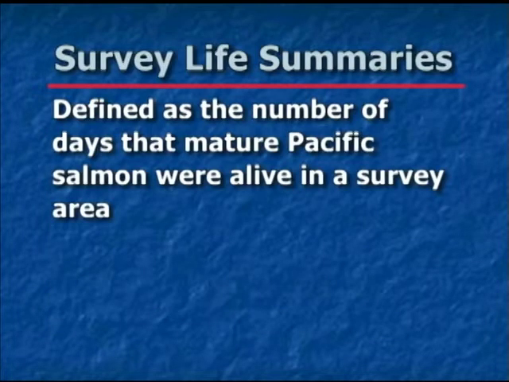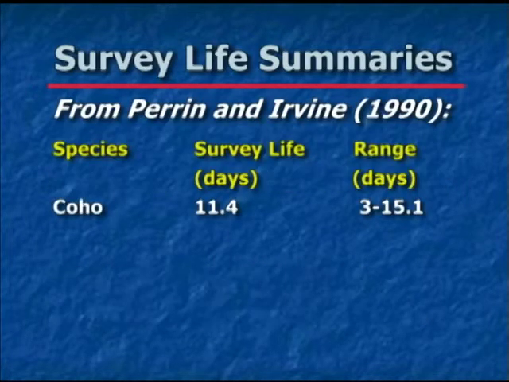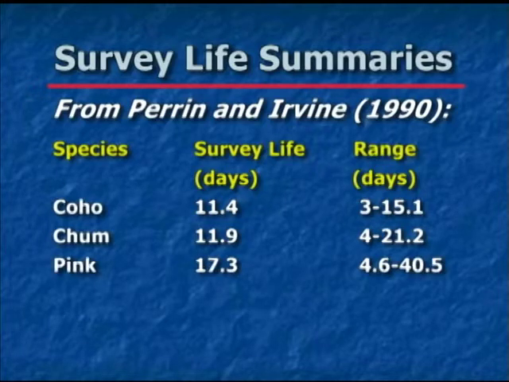So survey life, as I mentioned, is defined as the number of days that mature Pacific salmon were alive in a survey area, and it can range considerably within and between species. So here's some examples. With coho salmon, an average survey life that these authors reported was about 11 days, and it can range between about 3 and 15 days. For chum salmon, the average was about 12, with a range of about 4 to 21 days.